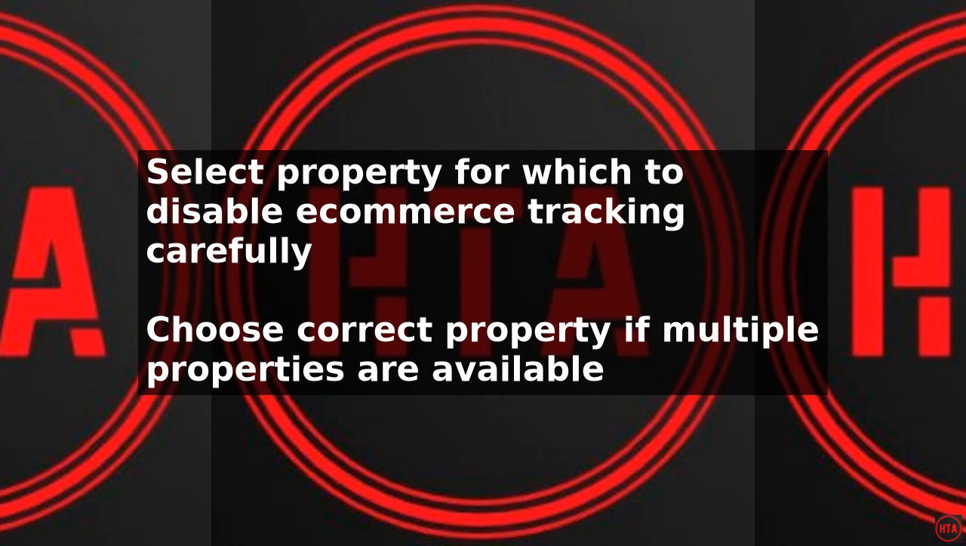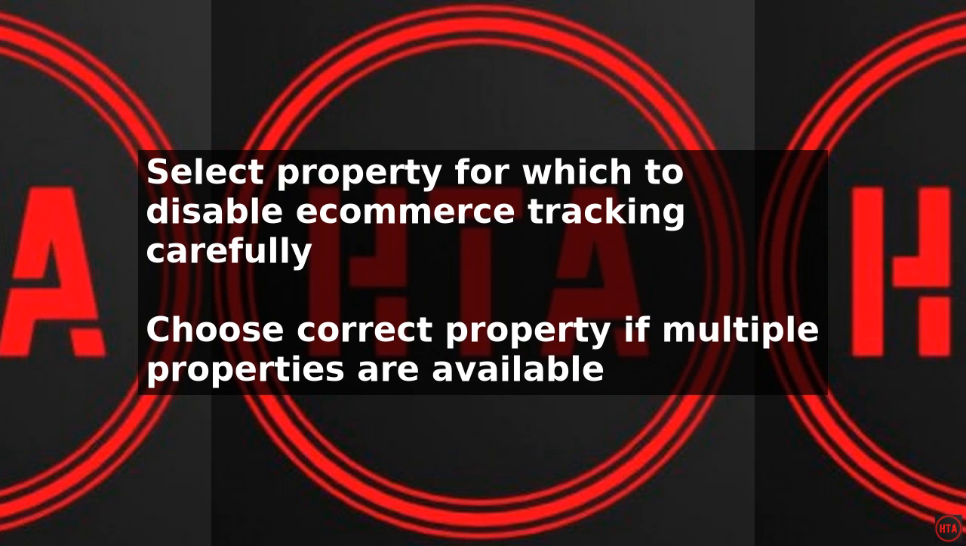Then, click on e-commerce settings under the View column. This will take you to the e-commerce settings page where you can enable or disable e-commerce tracking. To disable e-commerce tracking, toggle the switch next to enable e-commerce to the off position. You will see a confirmation message asking if you are sure you want to disable e-commerce. Click OK to confirm. This will disable e-commerce tracking for the selected property.